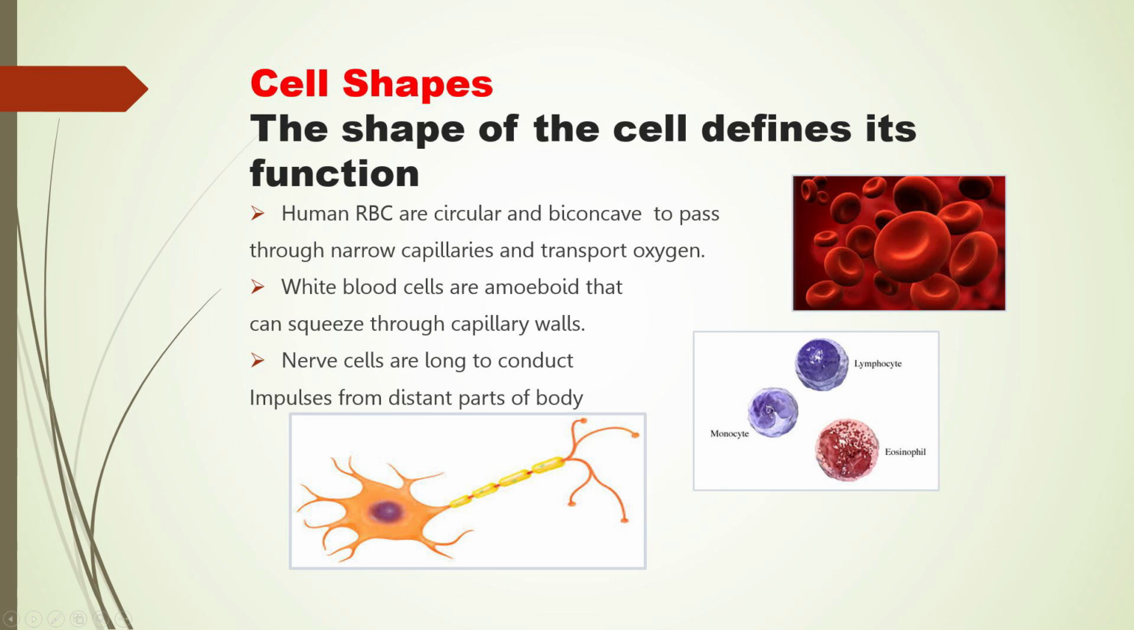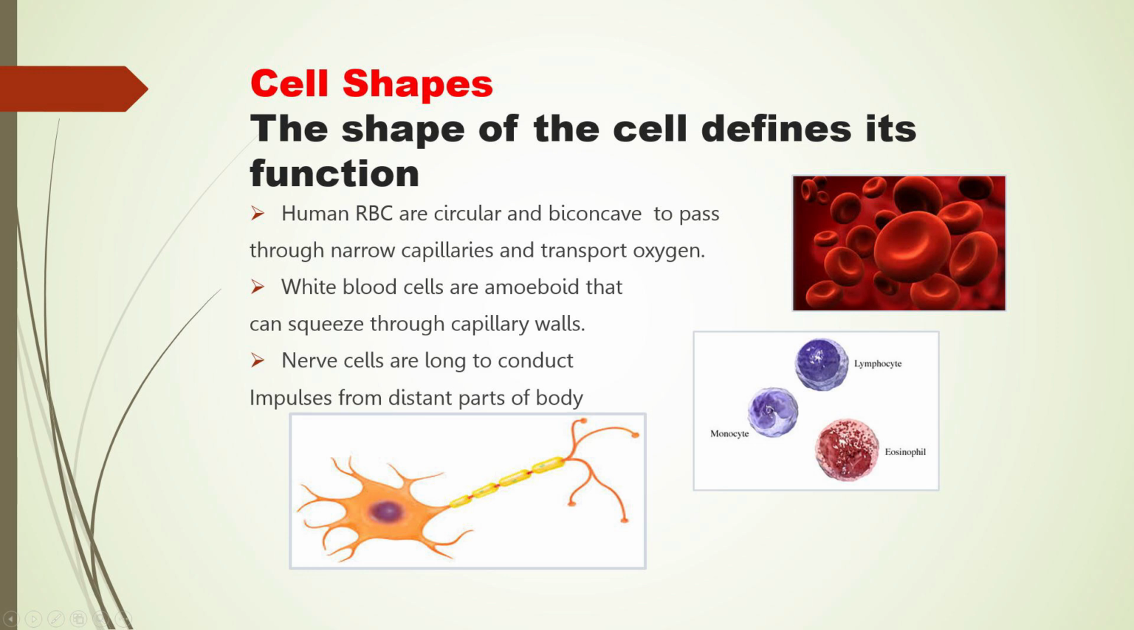Like if you can see the picture of an RBC in the slide, this RBC is disc shaped and biconcave. We all are aware that RBCs carry oxygen or deliver oxygen to every part of the body because they have a pigment called hemoglobin in them. So just because RBCs have this kind of shape, they can easily pass through the minute or narrow capillaries and deliver the oxygen to every part of the body.